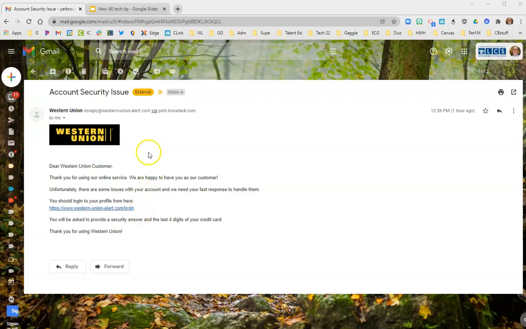But I want to point out some other things here. You'll notice that it says this is from Western Union, but it also says sent via PSM and knowbefore.com. That has nothing to do with Western Union. That seems a little weird there, right? But this also has a quick request for a security answer and some fast timing. These are all things that should be an alert. If you get something like this and you have any question in your mind about its accuracy, please don't be afraid to forward it to one of us and ask us to look at it.